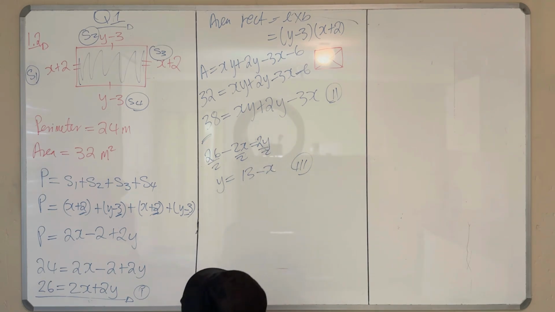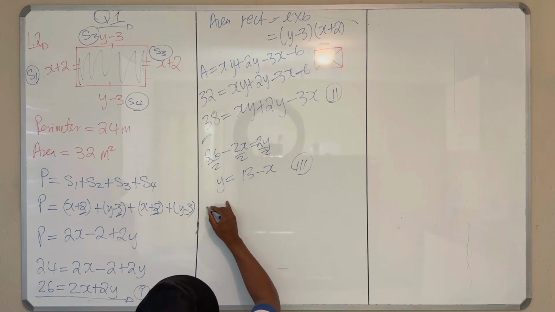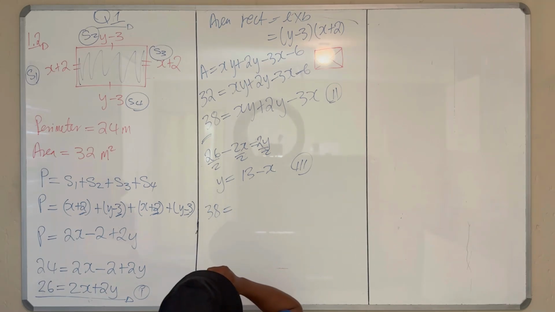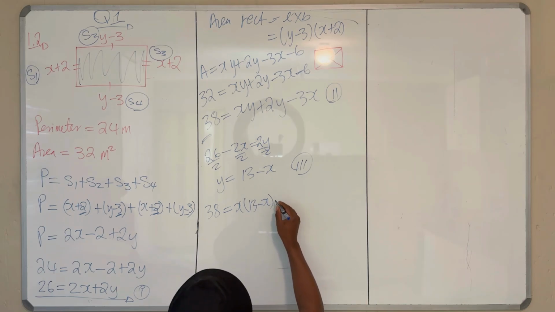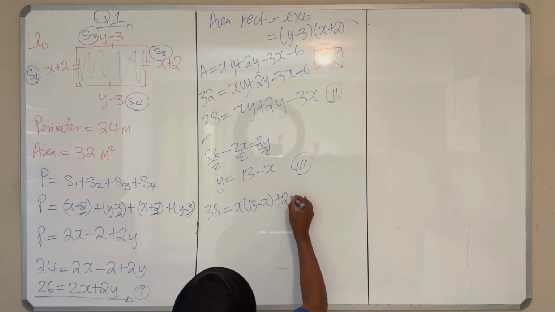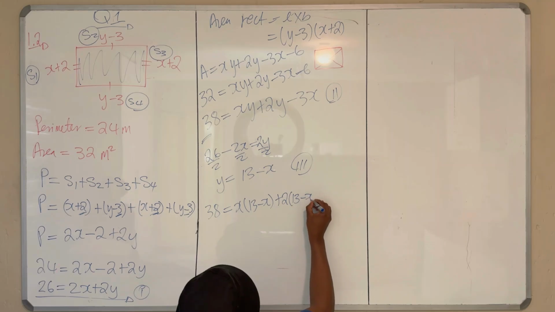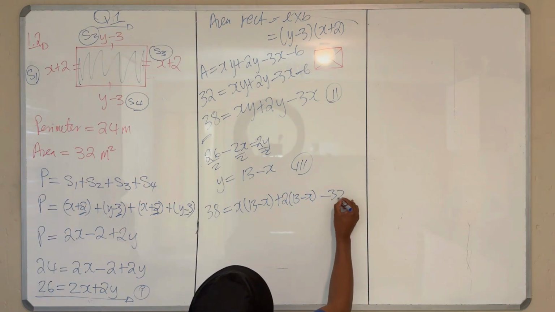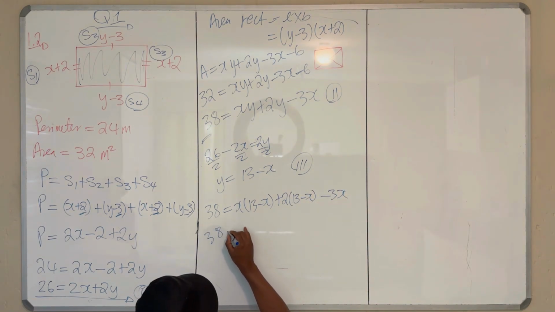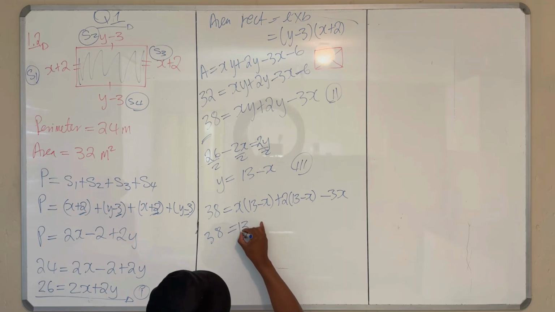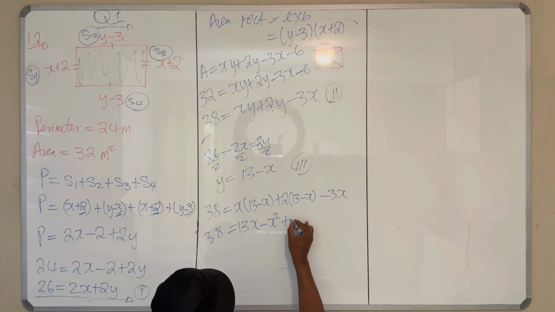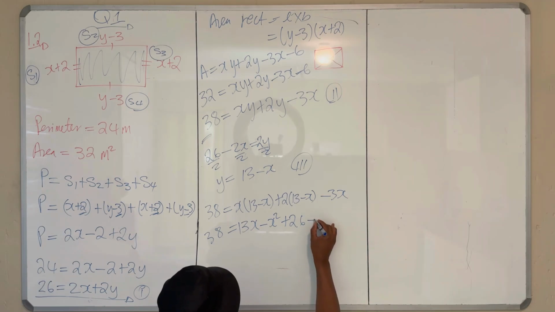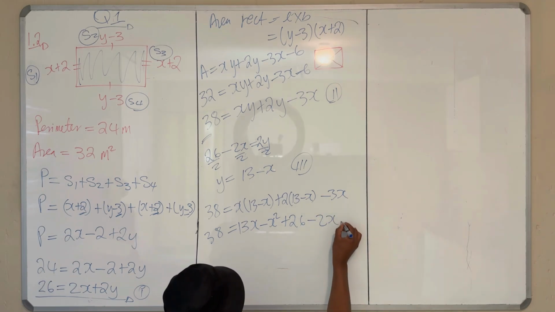Then take this 3 and substitute there. So you say 38 equals what? Equal to x times y, and your y is 13 minus x, plus 2 times y, which is 2 times 13 minus x, minus 3x. So 38 equals 13x minus x squared plus 26 minus 2x minus 3x.